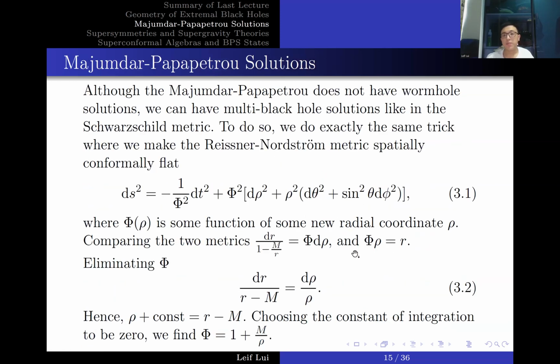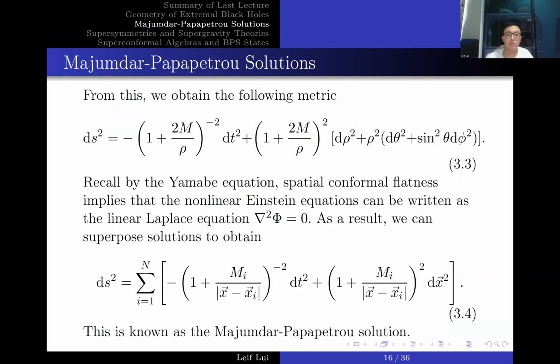And we can eliminate phi by dividing one by the other, and we obtain a differential equation. And this differential equation is solvable because it's separable. We can integrate both sides, and we find rho plus a constant is equal to r minus m. And since the constant is arbitrary, we can just set it to 0. And we find that phi is equal to 1 plus m over rho. And from this, we obtain the following metric.